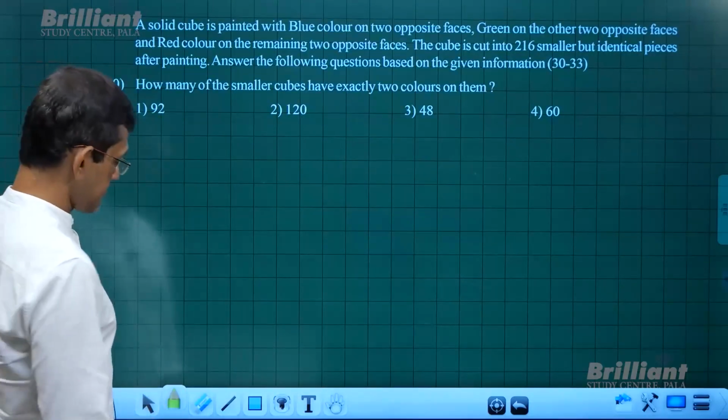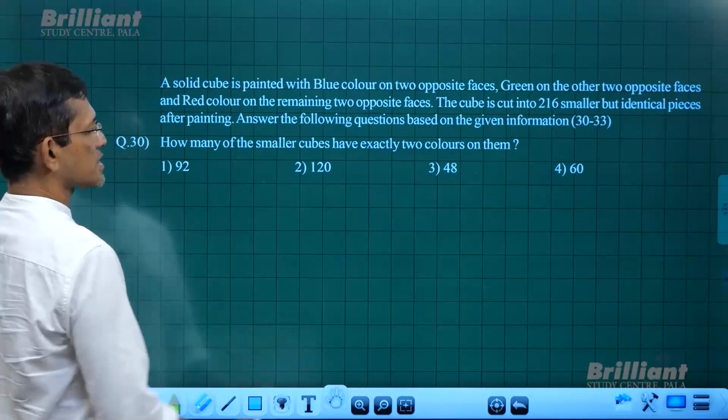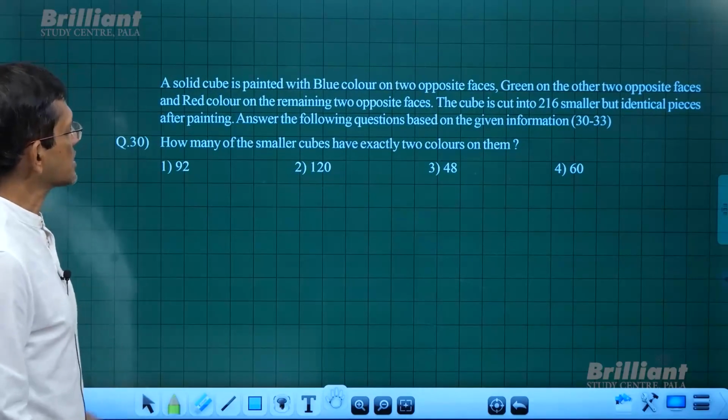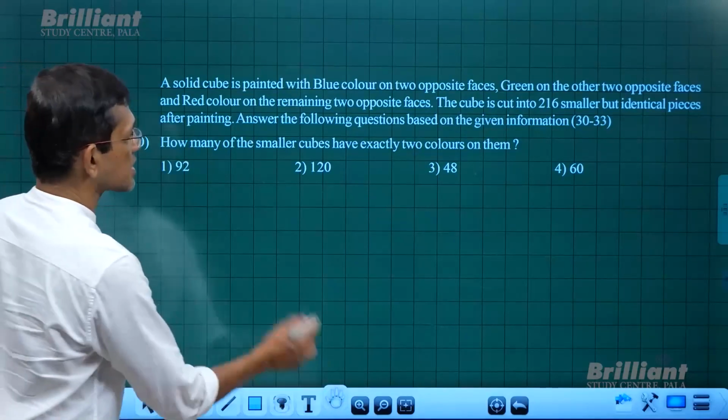Next one. How many of the smaller cubes have exactly 2 colors on them? This is a different question. So this is what the direction is given here.